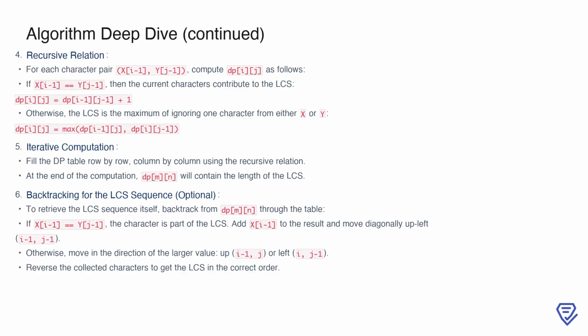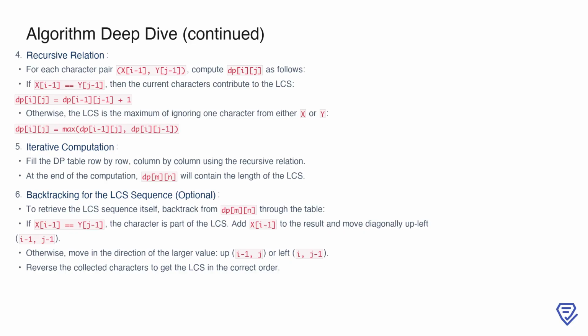If these characters match, they contribute to the LCS, so dp[i][j] is 1 plus the value at dp[i-1][j-1], which represents the LCS of the prefixes excluding the matching characters. If the characters don't match, then we consider the maximum LCS length by either excluding the current character from x or from y. This is captured by taking the maximum of dp[i-1][j] and dp[i][j-1].